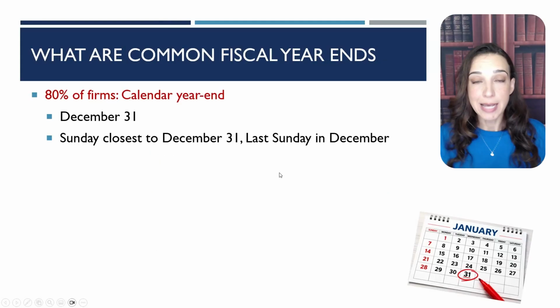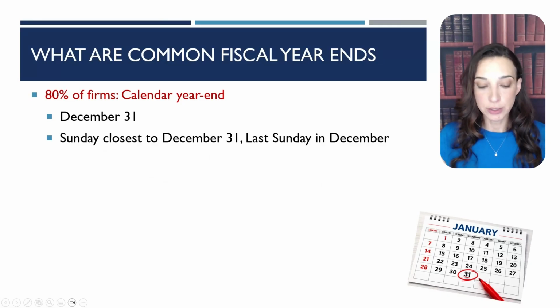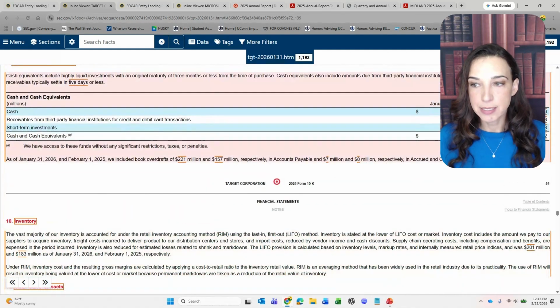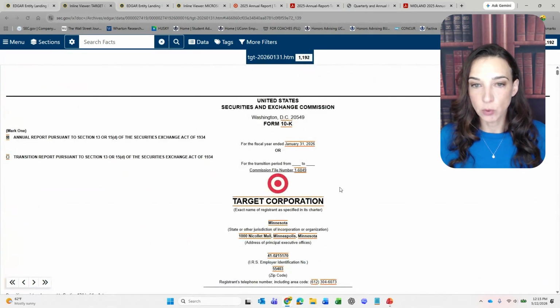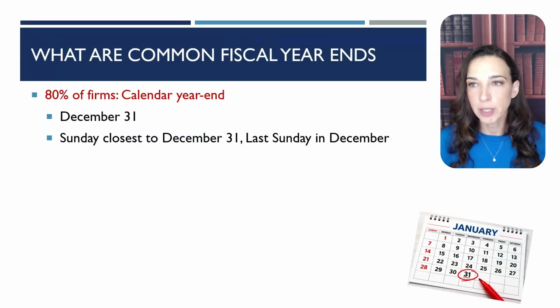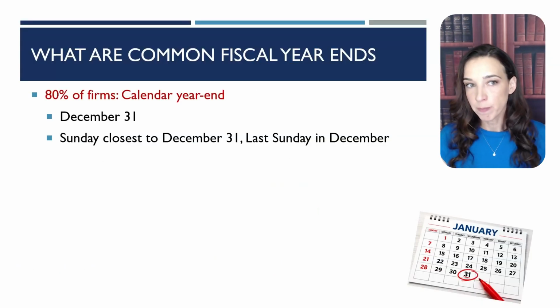Last thing I'm going to talk about are the fiscal year ends. If we go back to Target for a second, something that you may have noticed, if we go to the very front page, we see that this is for the fiscal year ended January 31st, 2026. Normally, we think of December as a year end, but for Target, it actually happens to be January 31st. Is that normal? Is that okay? Absolutely. A big chunk of firms do have December as their fiscal year end.